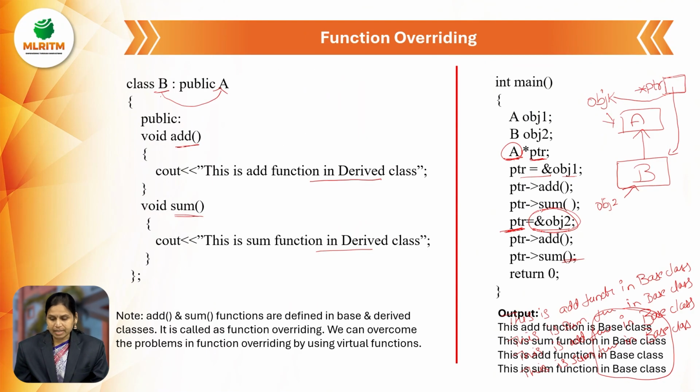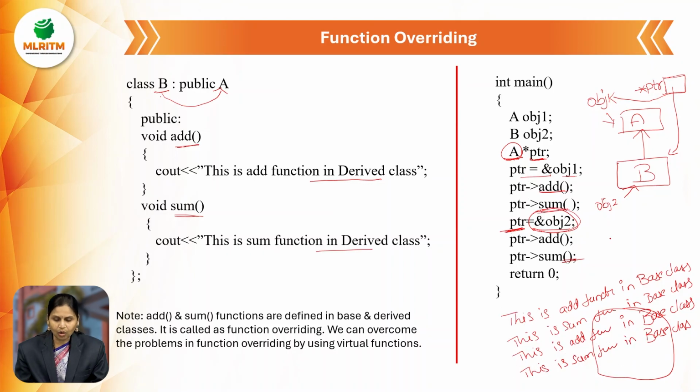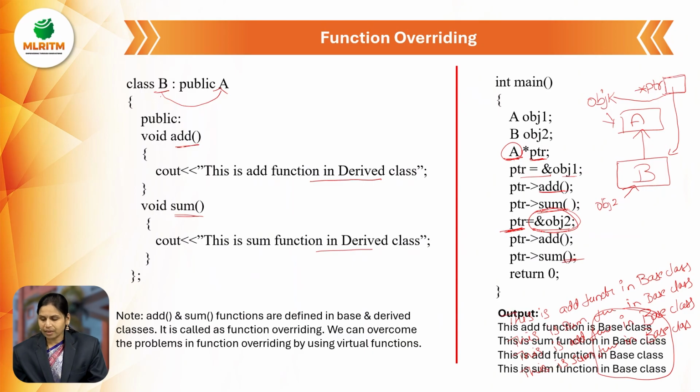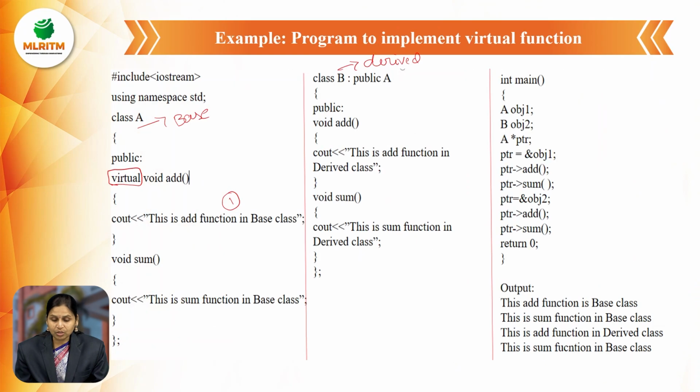But in the previous example, whenever we called add and sum, the control always went to the parent class only. It always output the add function in the base class and the sum function in the base class. The control was unable to reach these functions in the child class. But when we use the virtual keyword, the control goes to the child class and verifies the add function. If it is there, it will be displayed on the monitor.